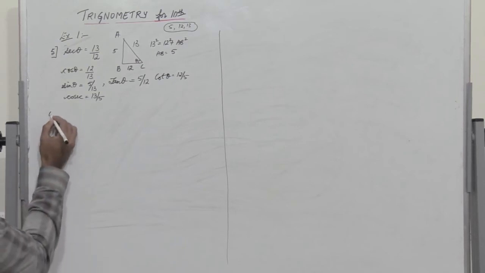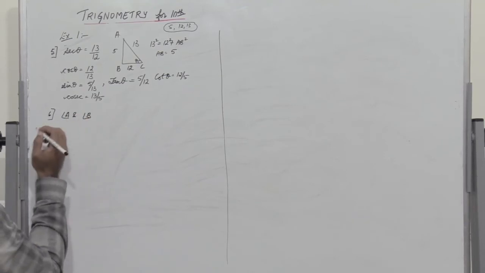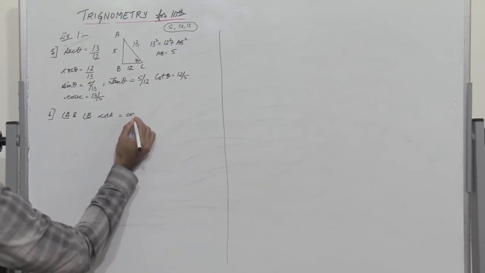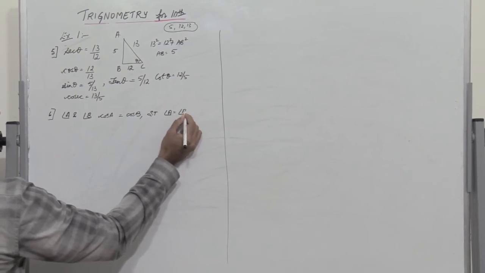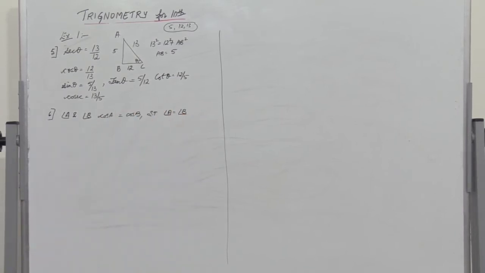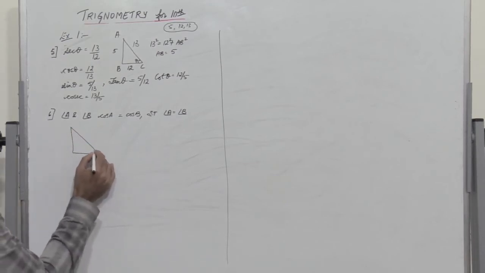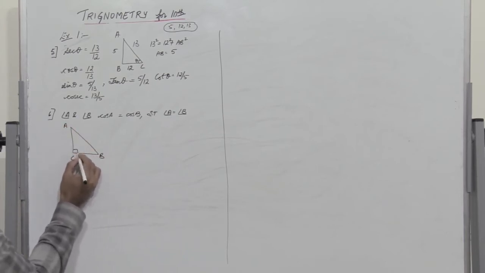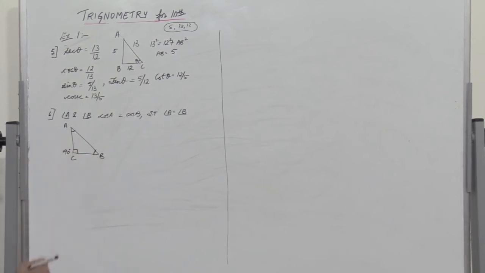So next, sixth problem: if angle A and angle B are acute such that cos A equals cos B, show that angle A equals angle B. So we need to prove that angle A is equal to angle B. So let's assume a right angle triangle. Let this be A, B and C. This is 90 degrees. This is angle A and this is angle B. This is the hypotenuse. AB is the hypotenuse, isn't it?